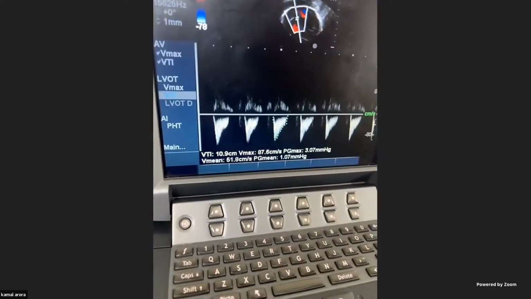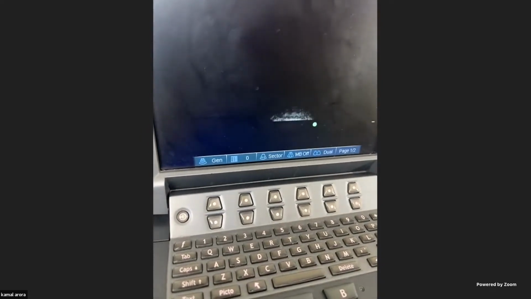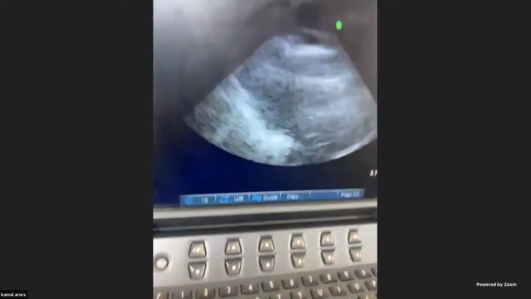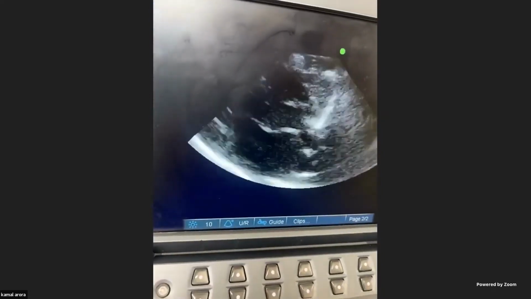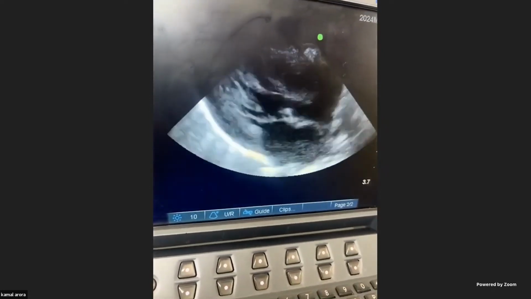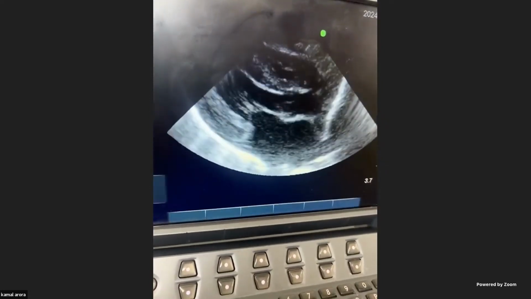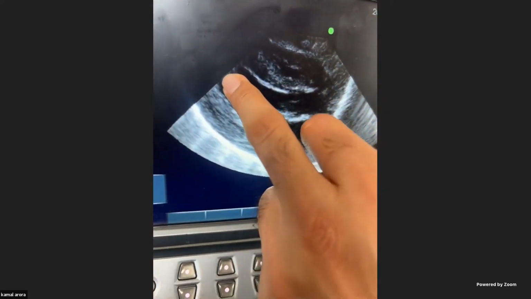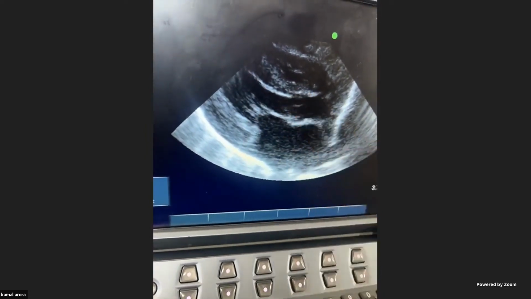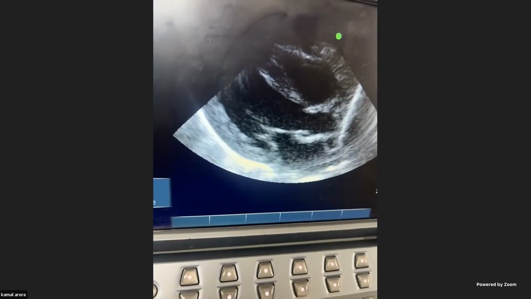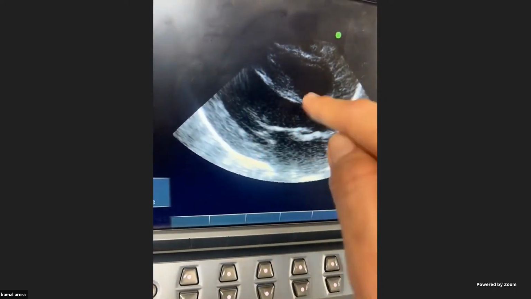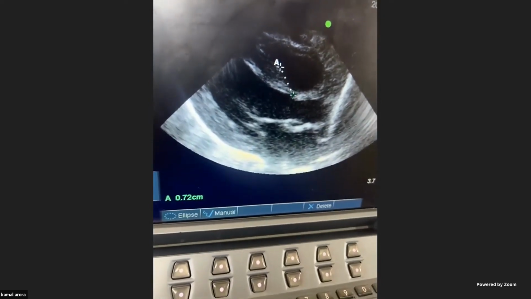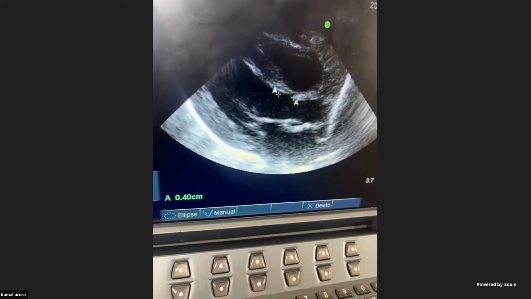To calculate the radius, we need to go into the parasternal long axis view. So this is the left atrium, this is the aorta, and this is the left ventricle from where the left ventricular outflow tract is coming. You can see the aortic valves are now open. So just measure just before the aortic valve root. I'm just at the aortic valve root.